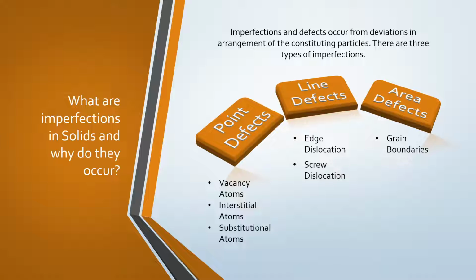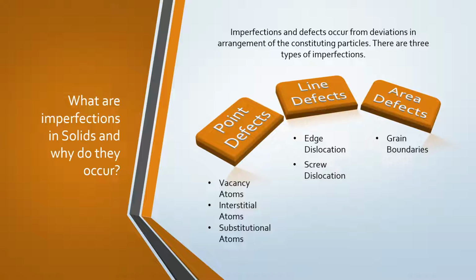So among these types of imperfections, there's three types. There's point defects, line defects, and area defects. Point defects are deviations in arrangement of particles and impurities. And among point defects, there are three types: vacancy atoms, interstitial atoms, and substitutional atoms.